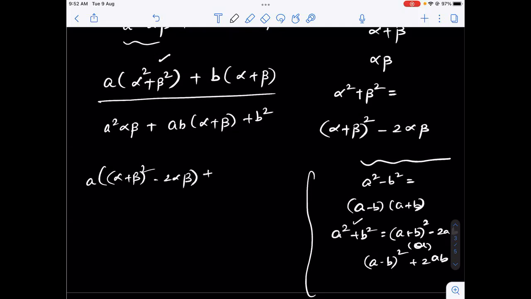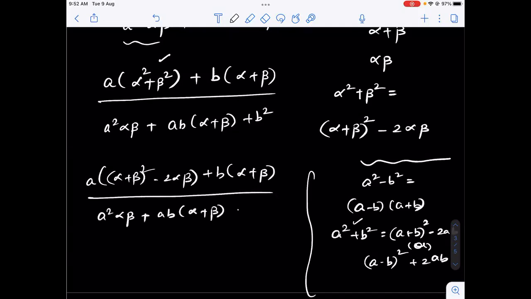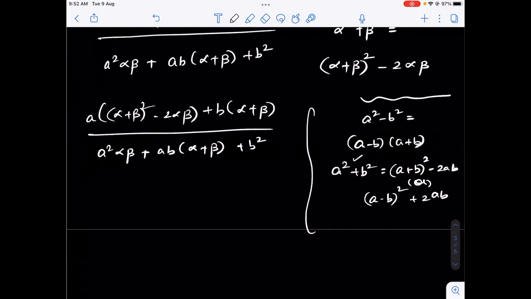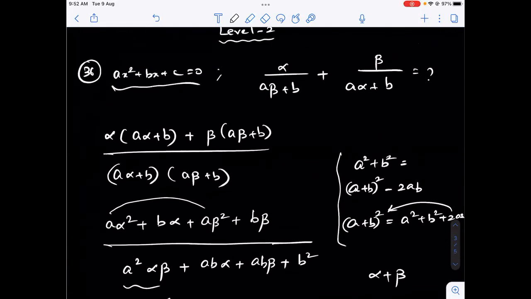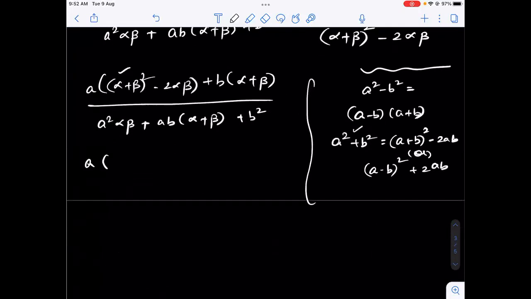Correct? So this will become a into (alpha plus beta) the whole square minus 2 alpha beta, plus b into (alpha plus beta), divided by a square alpha beta plus ab into (alpha plus beta) plus b square. The expression is ax square plus bx plus c. What is alpha plus beta? Minus b by a. Very good. First time you said minus correctly. So alpha beta is c by a. Very good.